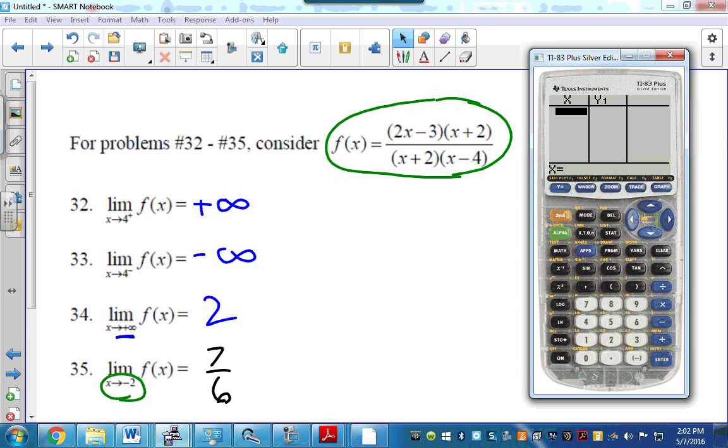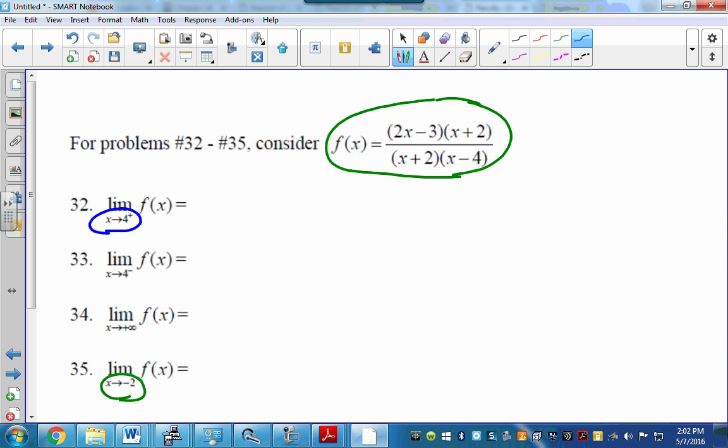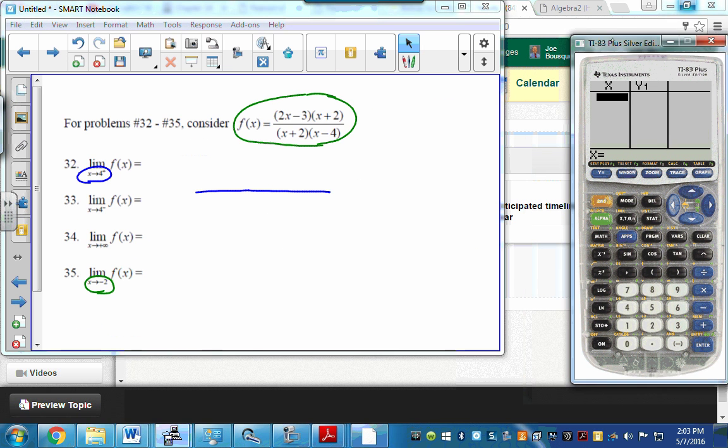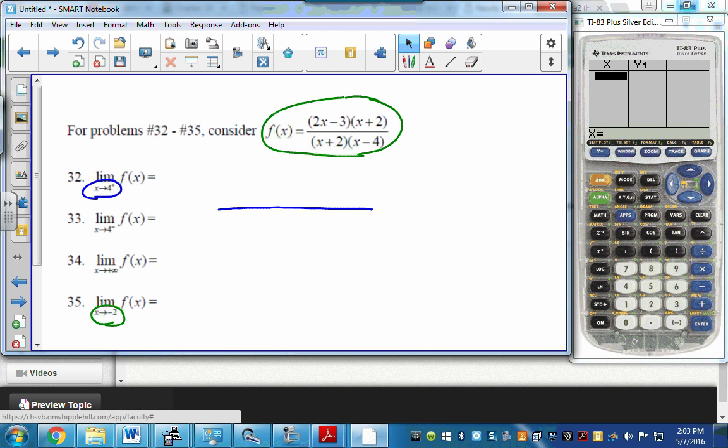So now let's look at these limit problems. The first one says x is approaching 4 from the right. So I have to think now. Let me see if I can bring up my calculator. Here we are, calculator and my smartboard. Imagine a number line: 3, 4, 5. Problem 32 says x is getting close to 4 from the right, so I have to think of numbers close to 4 from the right.